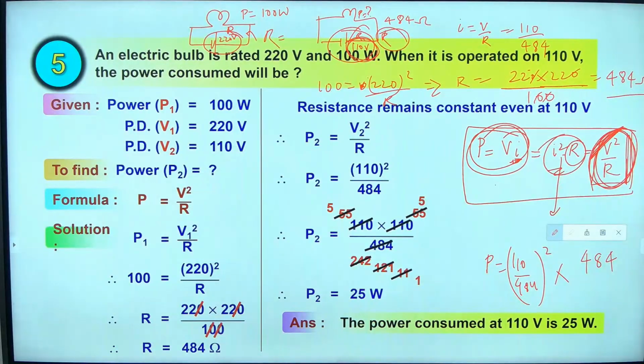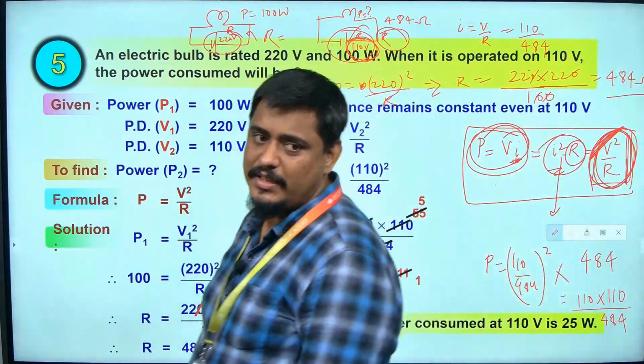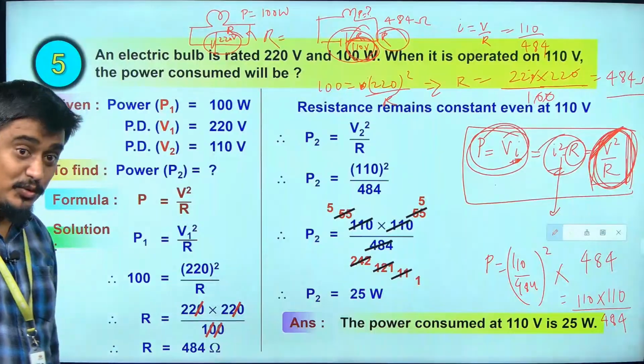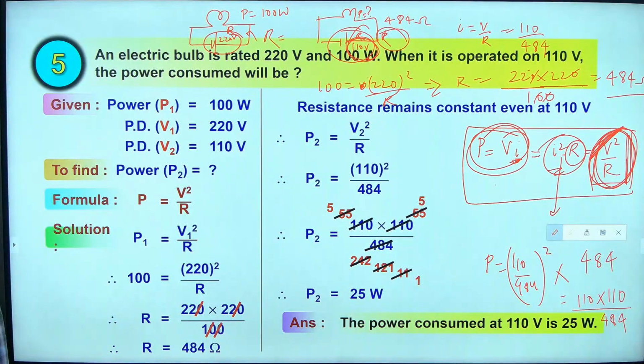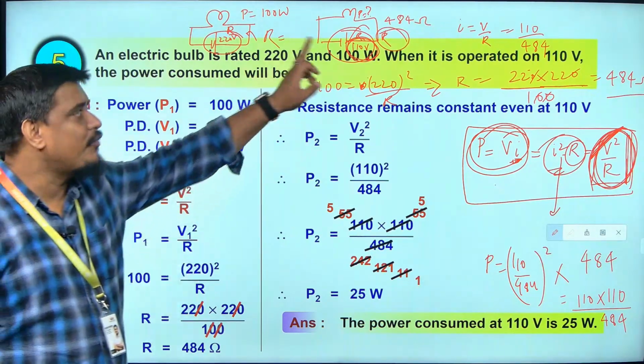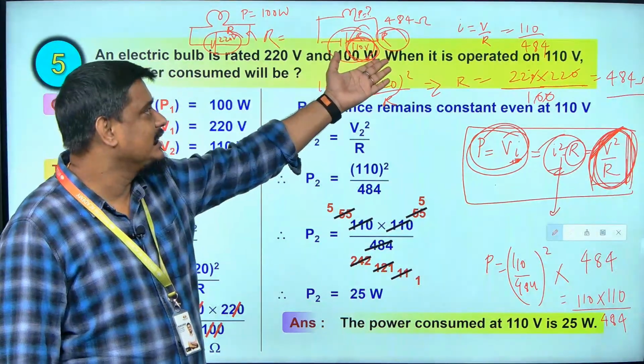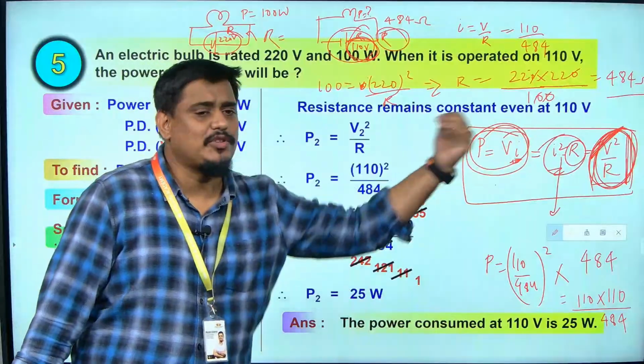484. So, when you solve it will become 110 into 110 divided by 484, it will cancel this, divided by 484. Check, you will get the same answer. Solve, you will get the same answer. Understanding? So, that also we can use if you want to, but it is a lengthy method. No need to use that. Rather, we got the value of R. Now, R is there, V is there, directly use the V square by R formula, get the answer.